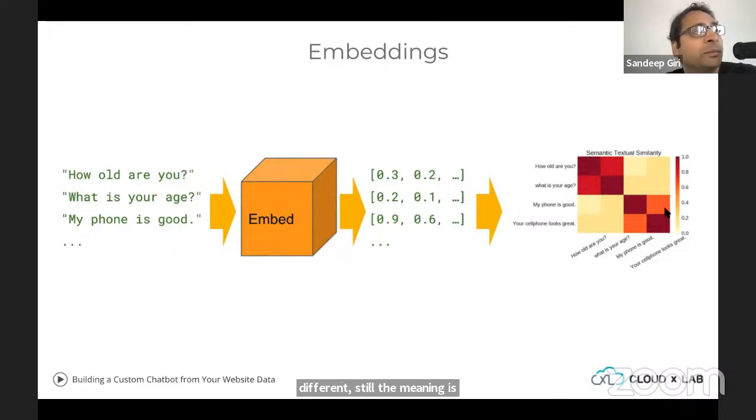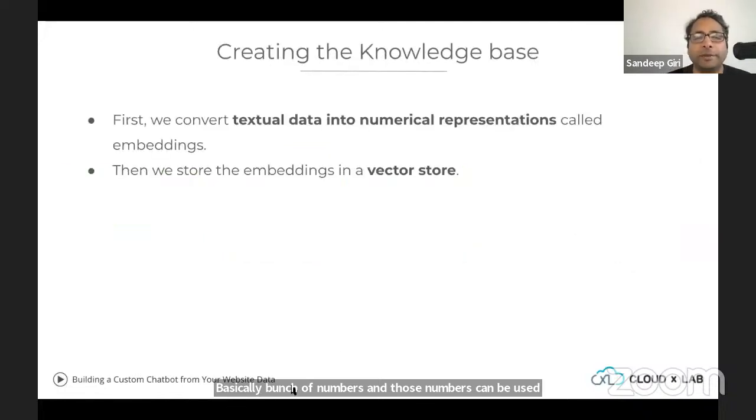That is the power of embedding, because large language models understand language, so they are able to produce numbers which represent the meaning of a sentence. So large language models produce embeddings, and embeddings are basically a bunch of numbers, and those numbers can be used to do semantic similarity. Okay, I hope everybody's okay so far.